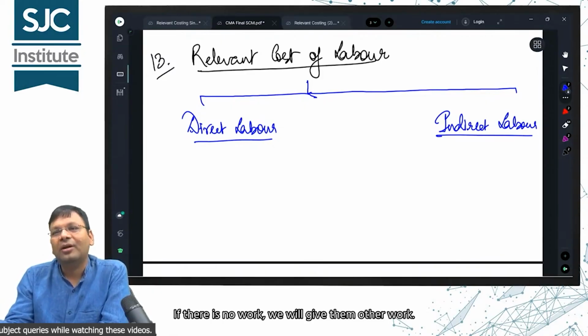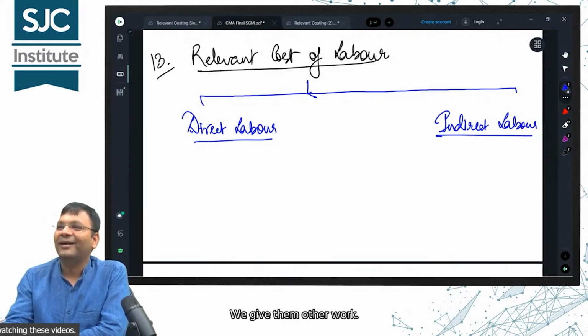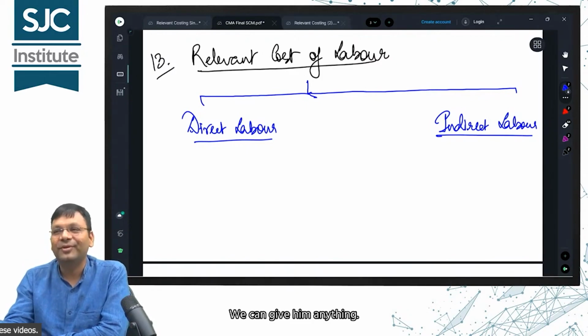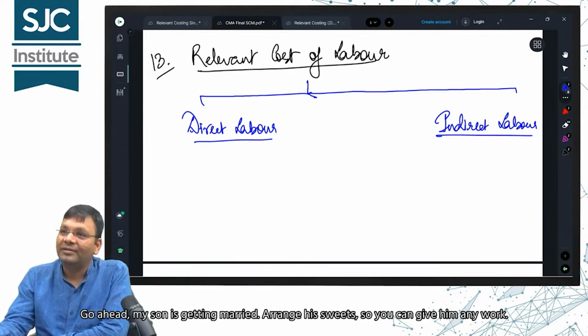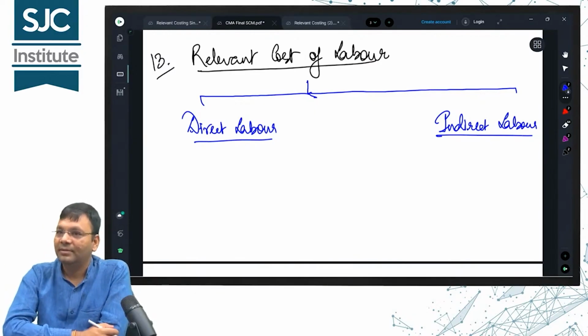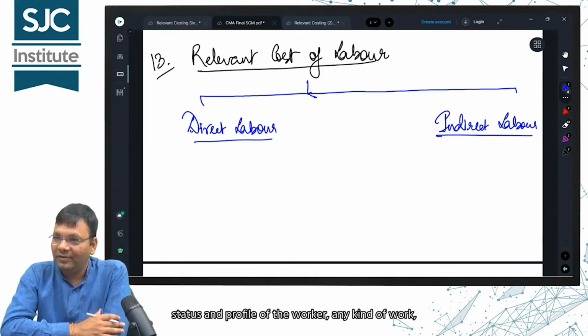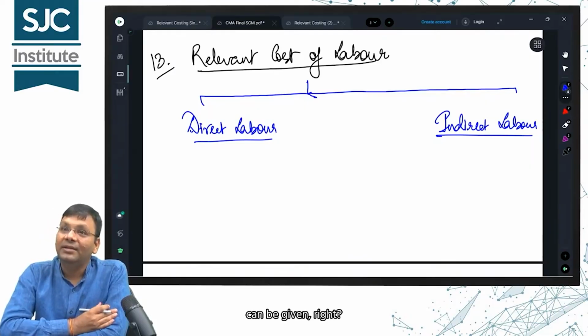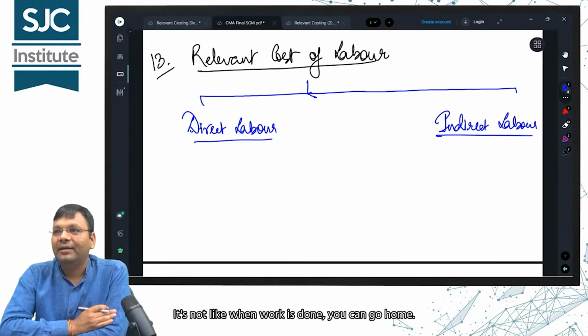If there is no work, we'll give them other work. The work they were hired for is not available, so we give them other work. We can give him anything. If he's free, then anything. We tell him to do several things. Go and pay my child's school fees. Go ahead, my son is getting married, arrange his sweets. So you can give him any work. Of course, depending upon the status and profile of the worker, any kind of work can be given, right? Do you get the idea? It's not like when work is done, you can go home.